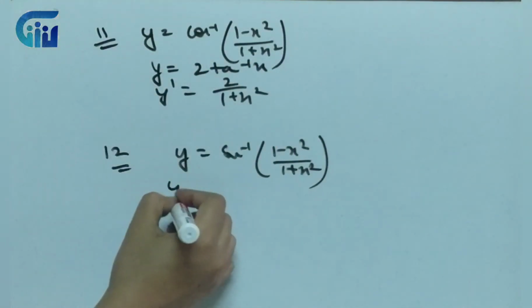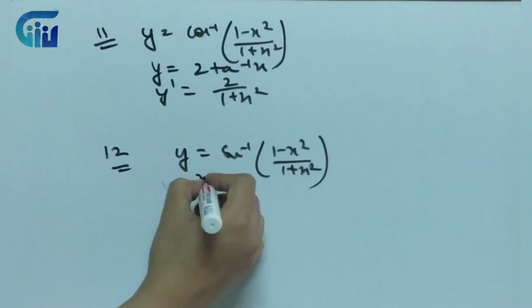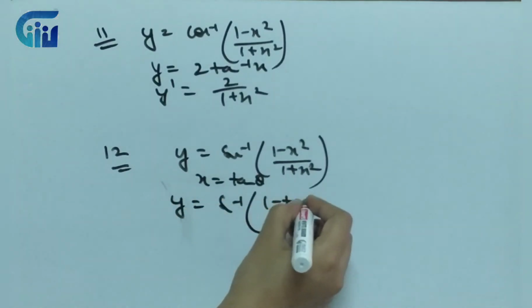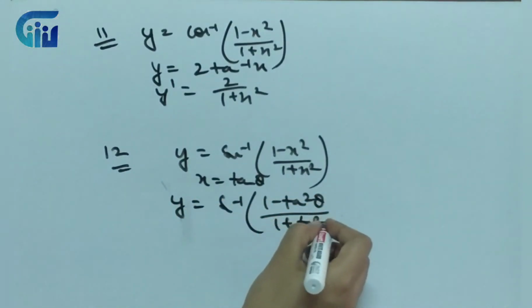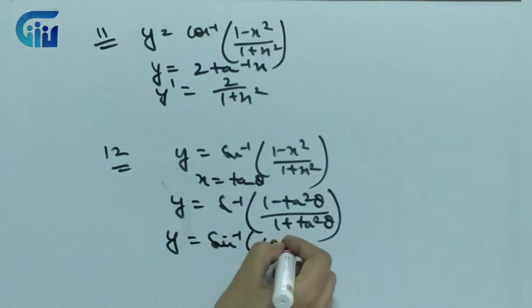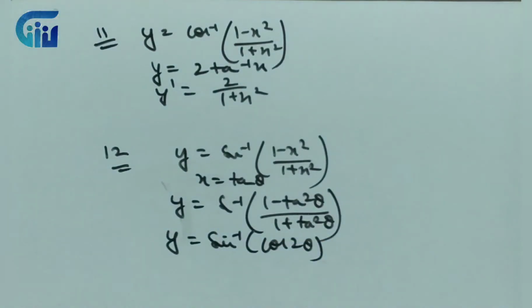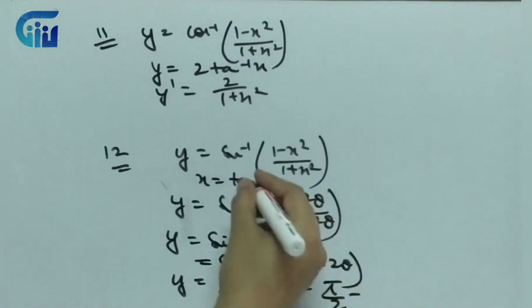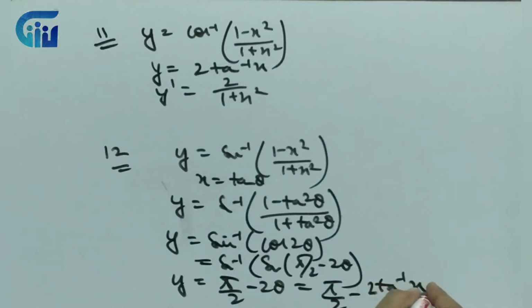Now, if it is like this, what will I do? I cannot write the formula, so I'll just put x as tan theta. Why? Because I know 1 minus tan square theta upon 1 plus tan square theta is the formula of cos 2 theta. So we have sine inverse and this is cos 2 theta. The moment we have cos theta here and sine inverse over here, can I change this cos as sine of 90 minus 2 theta? Right? So once it is like this, sine inverse and sine will get cancelled. So I'll have pi by 2 minus 2 theta. So in place of theta, I can write tan inverse x.